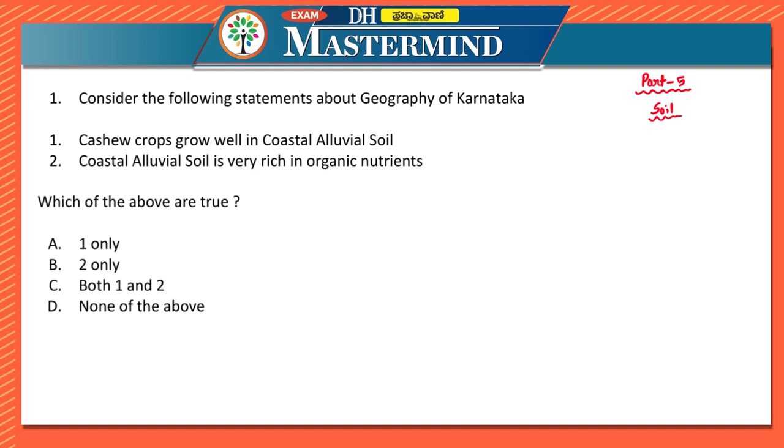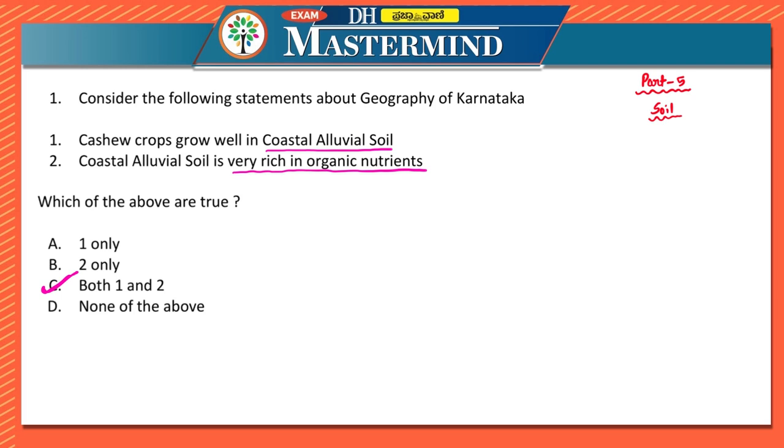So let us start with the first question. Consider the following statements about geography of Karnataka. First statement says that cashew crops grow well in coastal alluvial soil. Coastal alluvial soil is very rich in organic nutrients. So which of the above are true? Here the answer is both of them are true.